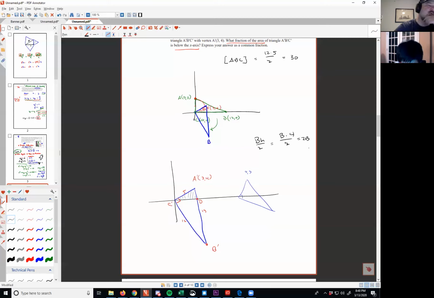Which means we just want twice the base. We need to know the base, so we need to know what coordinates D is at. What are the coordinates of D? We know the y coordinate here. We need to know the x coordinate of D. And D is on this hypotenuse. There's a right triangle in that because it's 3, 4, 5.